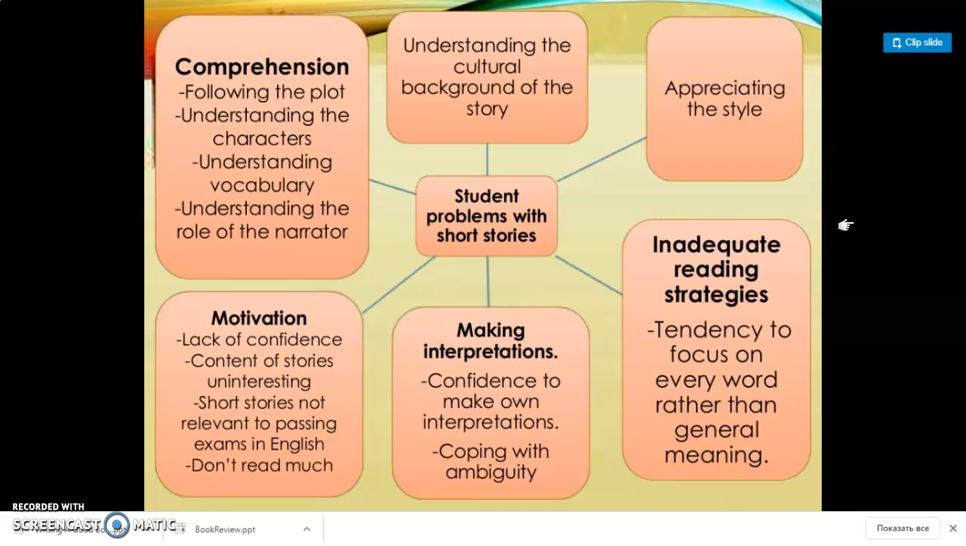Also motivation, lack of confidence, content of stories uninteresting, short stories not relevant to passing the exam in English, so they don't read much. Making interpretations, confidence to make their own interpretations. As they don't understand the whole motive of the short stories, they cannot make any interpretations. Coping with ambiguity.